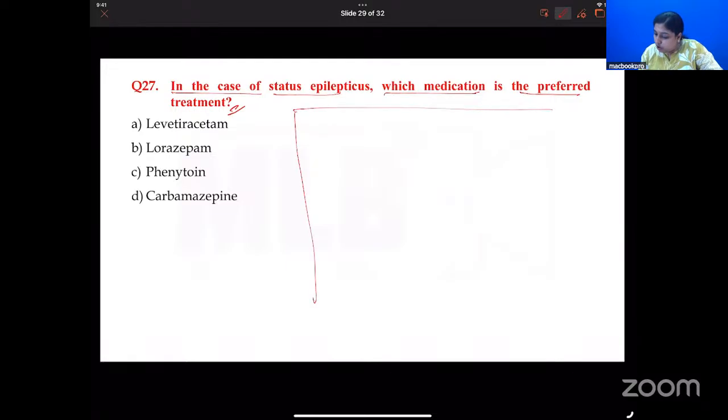Answers in the chat box. B. Joy BB, Sugandh, Fire, everything. Very good. Lorazepam is the drug of choice in case of status epilepticus.